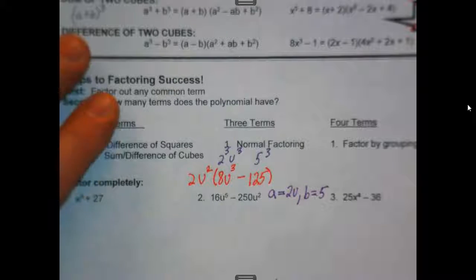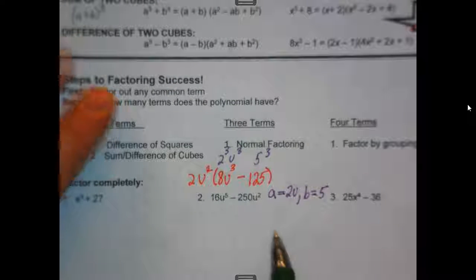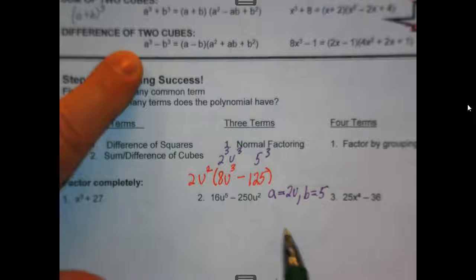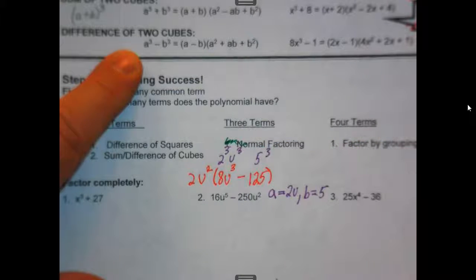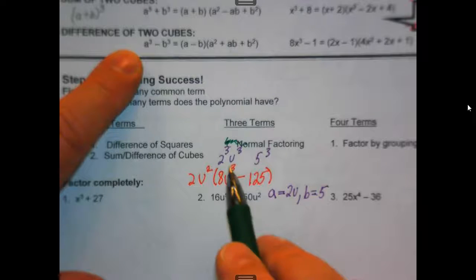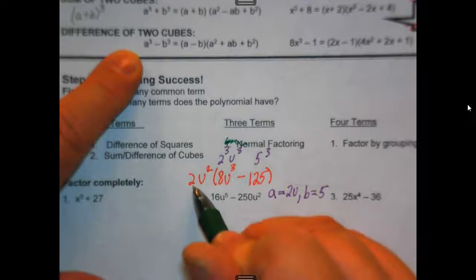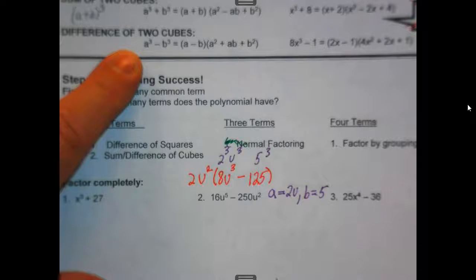Okay, are you ready, kids? Where did what come from? What are you talking about, 1/3? Oh, this is 2 cubed. Okay.